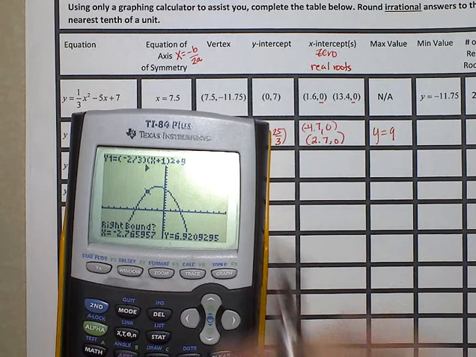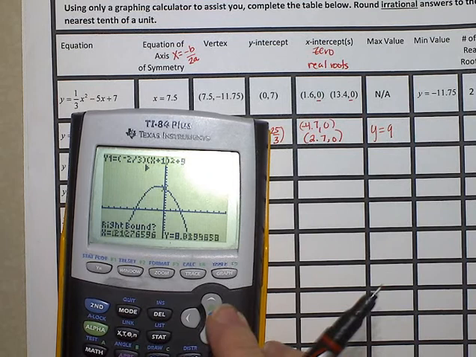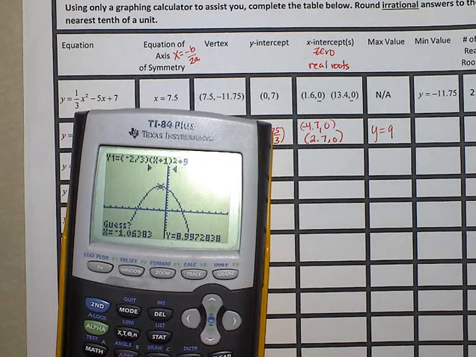Then the directions say right bound. So go somewhere to the right of what you perceive to be the very top. And then it says guess. So guess what you think the very top is. Go to that location and press enter.